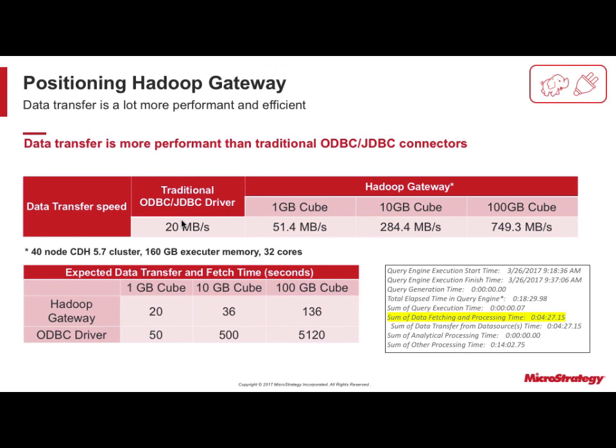So what does this mean? When we are transferring data and publishing a cube that's 1 gigabyte, with the Hadoop gateway, from what we've seen in-house, it would only take 20 seconds to transfer that data into MicroStrategy. With an ODBC driver, it would take 50 seconds. Fast forward up to a 100 gigabyte cube, and the data transfer time can be a little under, let's see, 136 seconds, a little over 2 minutes with the Hadoop gateway, and about 85 minutes with the ODBC driver. So this is where you're really going to see that performance gain.